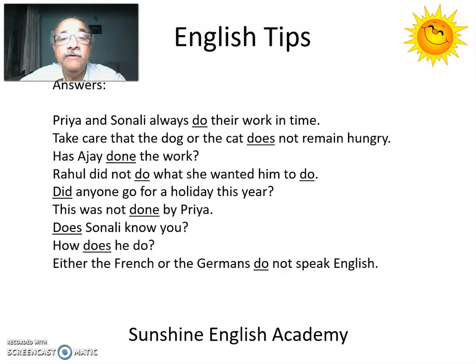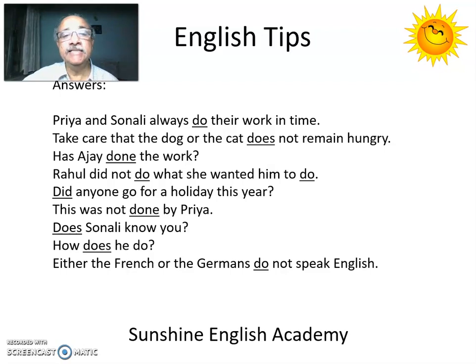Next, take care that the dog or the cat does not remain hungry. Here again we have two singular subjects, the dog and the cat, but they are joined by the conjunction or. And when they are joined by or, the subject remains singular, and hence we use does as our verb.